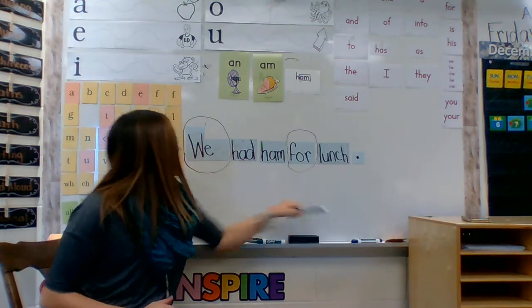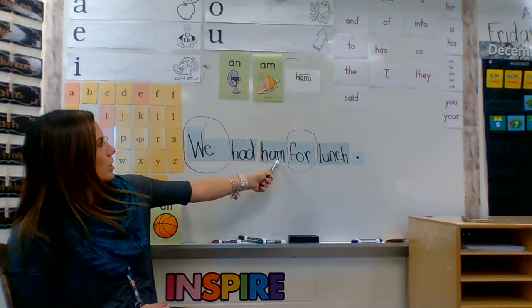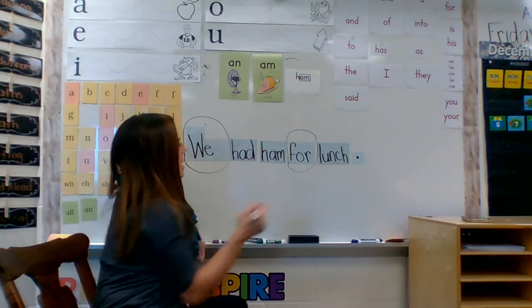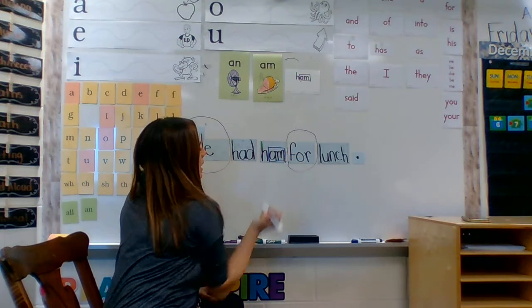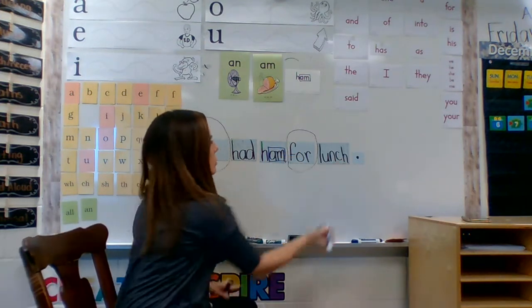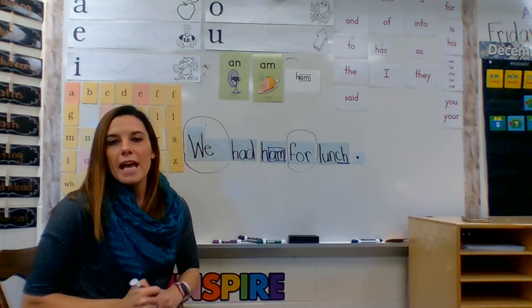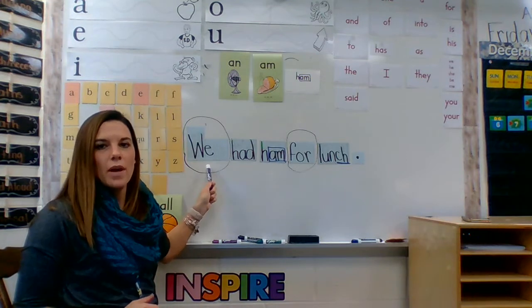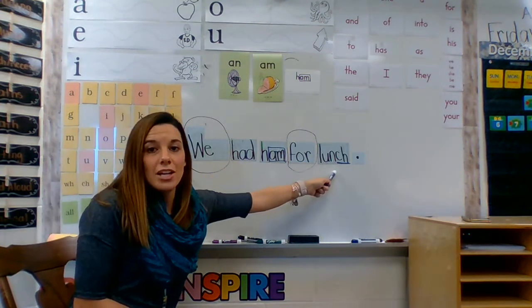Okay, so before I read this sentence all together, let's go through and mark up this sentence. So, I already circled the trick words. I have a glued sound pattern, A-M, so I'm going to put a box around that. And I have a digraph. Remember, we underlined the digraphs. Okay, now my sentence is marked up. I'm going to go ahead and read it. We had ham for lunch.